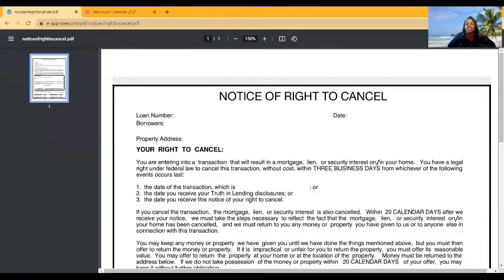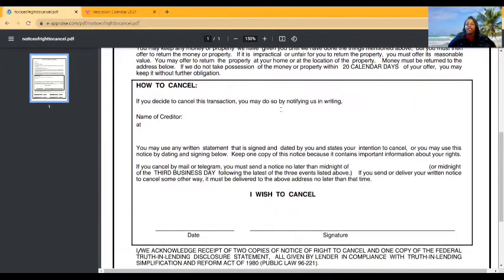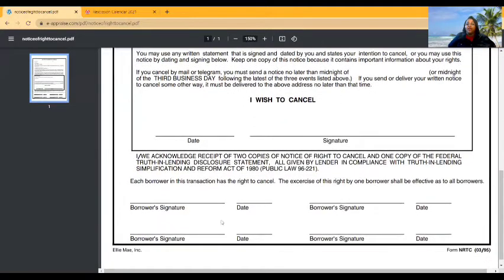So the first doc that we have is the Notice of Right to Cancel. This document seems pretty straightforward, right? This is the document letting your signer know that they do have the right to cancel within 3 business days from the time that they sign it. It'll have your loan number, the borrower's name, the date, the address. And what they're signing is that they have received 2 copies of this document.